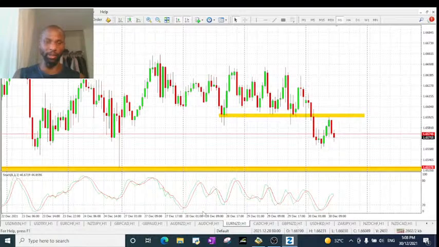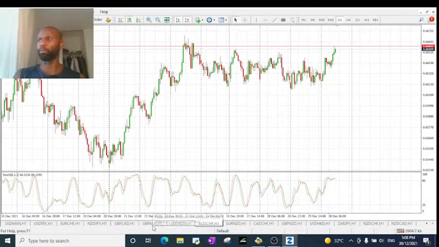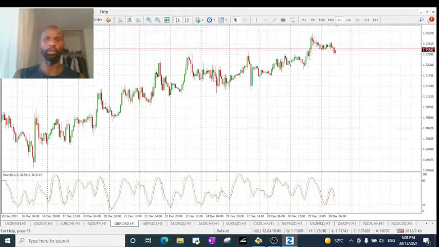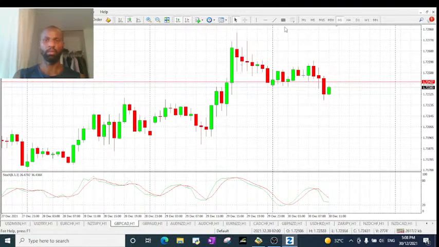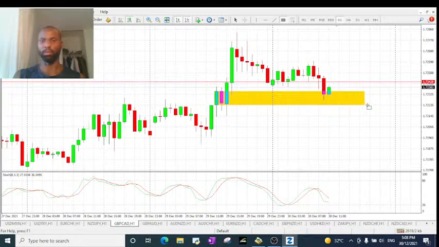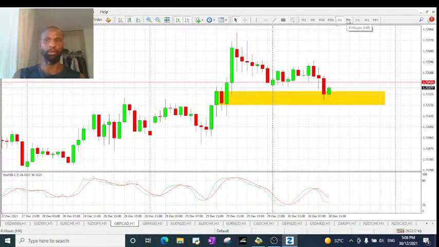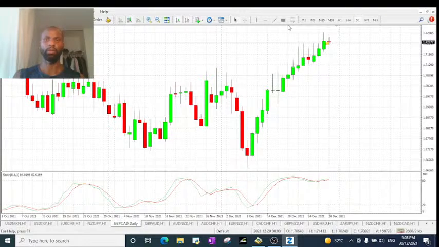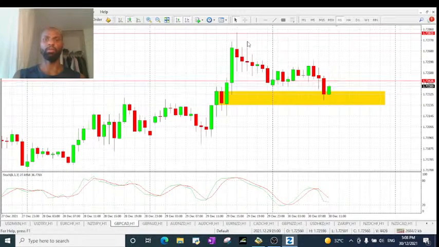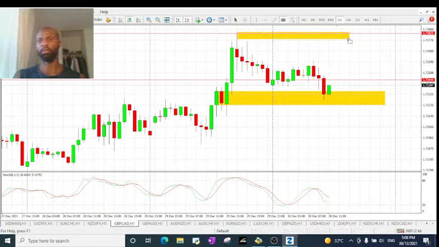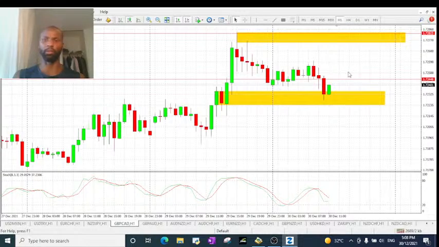My trade in pound Canadian is triggered. Is it pound Canadian or pound Canadian dollar? So pound Canadian triggered long. So got triggered long somewhere here. Of course, my target for this trade is at least here. So my target is somewhere here. This is the target. So we are long.